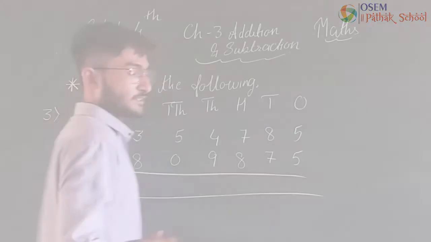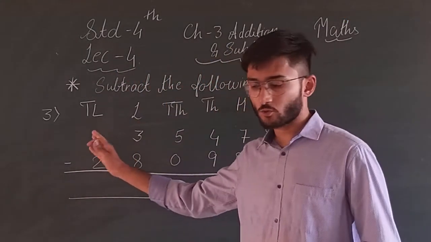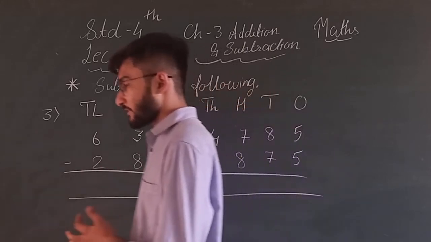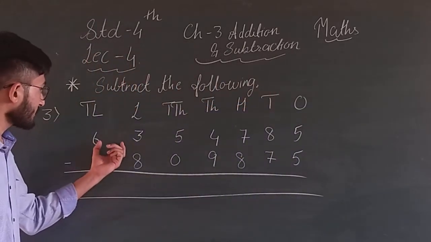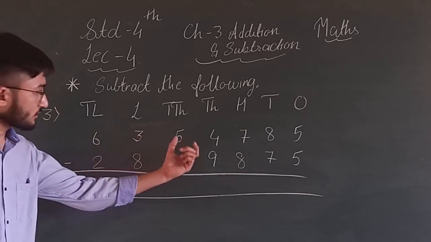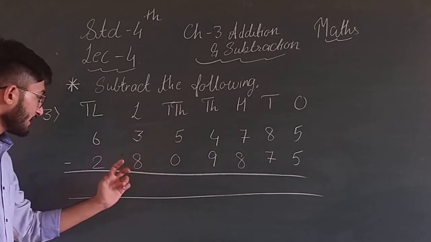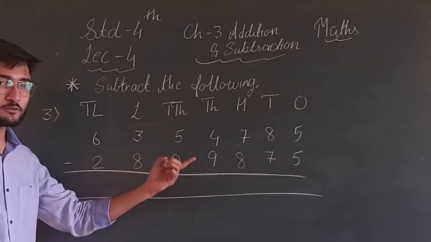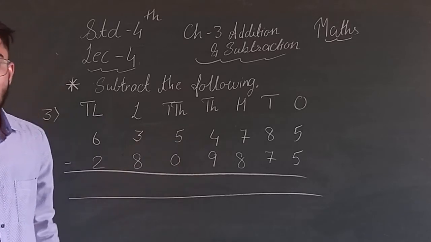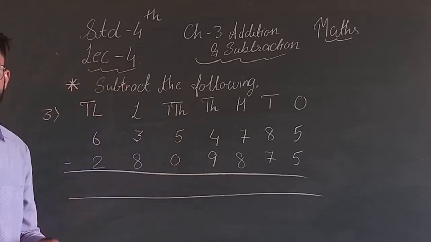Okay, here is the third example. It is a bigger one. I have taken the number extension to 10 lakhs. So first of all I will go through the question. The question is 63 lakh 54,785 and the next second number is 28 lakh 9,875. Here it will be an easier subtraction as I have taken the easy numbers.